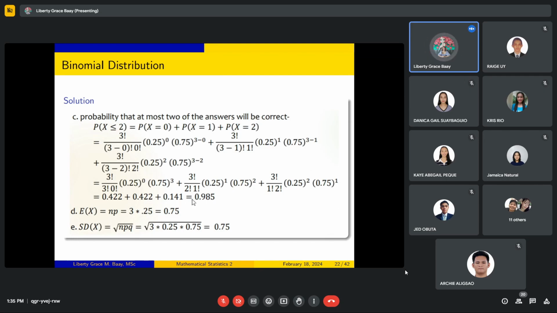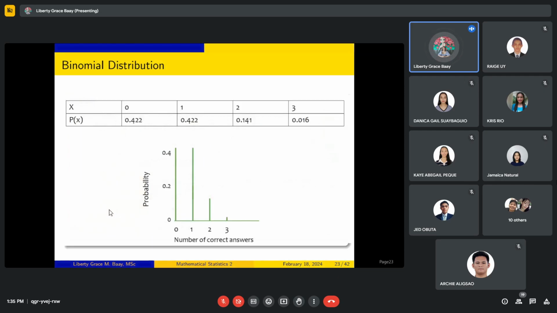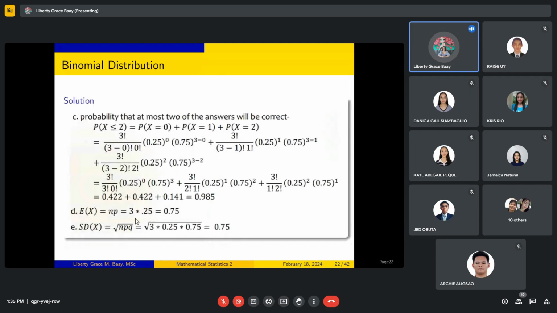So, this is equal to 0.985. Okay, so which means that the probability that at most two of the answers will be correct is 98.5%. And we are also asked to find the mean or the expected value. So the formula for the mean is np. So np, so 3 times 0.25 is equal to 0.75.